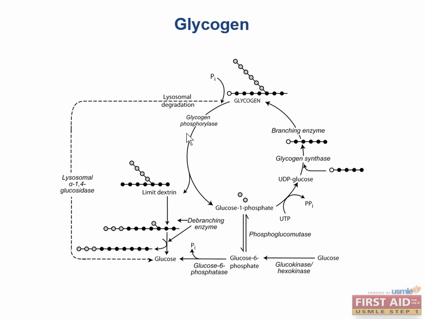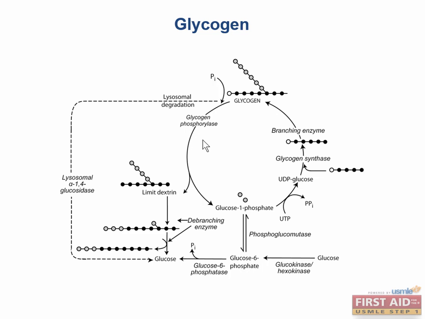Glycogen phosphorylase is going to sequentially break down 1,4 linkages in the glycogen chain until it gets to a length of just 4 glucoses left. So here we see 4 glucoses in the gray. This 4 glucose structure is called a limit dextrin, which glycogen phosphorylase cannot break down any further.